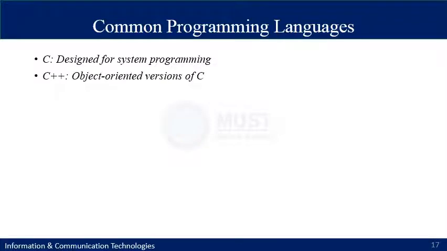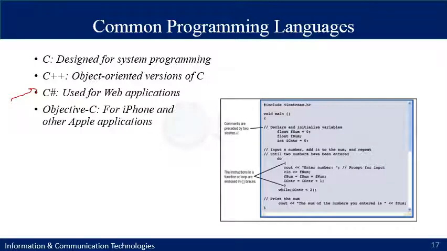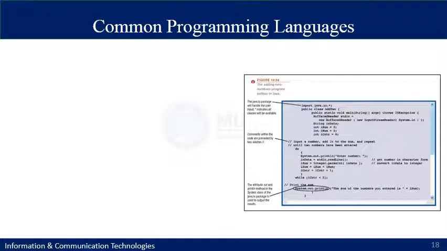Another one of the most common and most widely used languages is the family of C languages such as C, C++, and C Sharp. C was designed for system programming, and its improved, object-oriented version is called C++. Another version, an enhancement of C and C++, is C Sharp, which is used mostly for web applications. Objective-C is another language which is used for iPhone and other Apple applications.